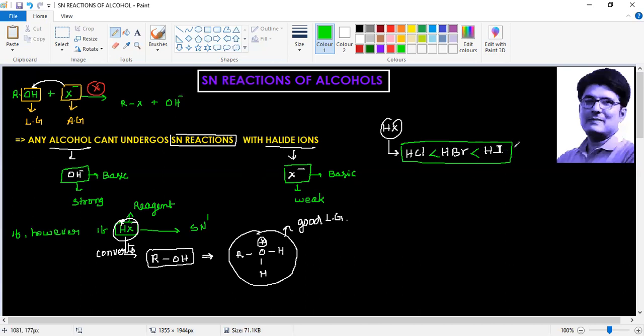Clear? So here tertiary alcohols, suppose tertiary, any alcohol cannot undergo SN reactions.